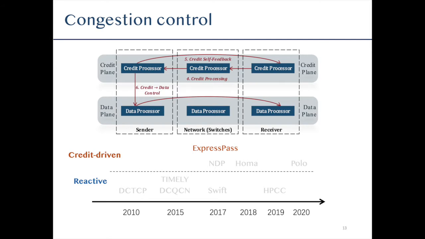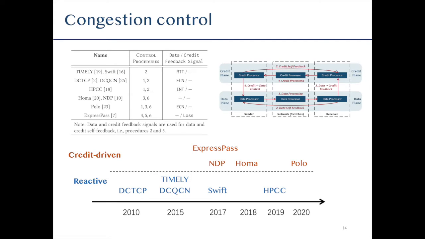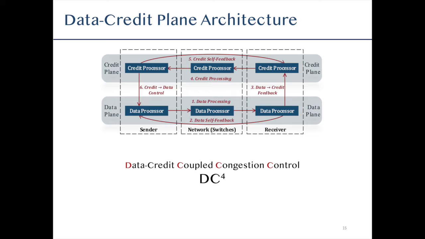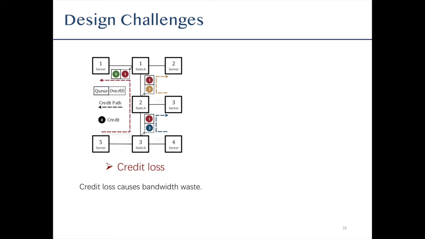outside of credit control. Here, we make a table of these schemes and find they are all within the scope of data credit plane architecture. However, they lack some control procedures more or less, making them inefficient in some aspects. Given that, we try to put forward a data credit coupled congestion control that uses all processors and performs all control procedures. However, this is not easy to achieve due to the existing challenges.